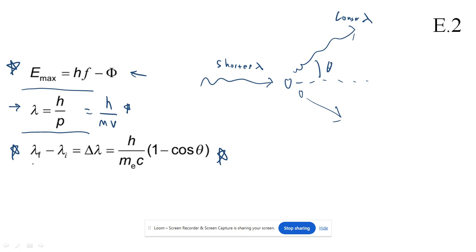And so how much does the wave change? Well, there it is, right? That's the change of it, right? And then this is Planck's constant, right? So 6.63E-34, that's the speed of light, 3E8, right? And then the mass of the electron is 9.11E-31. This angle is that angle right there.